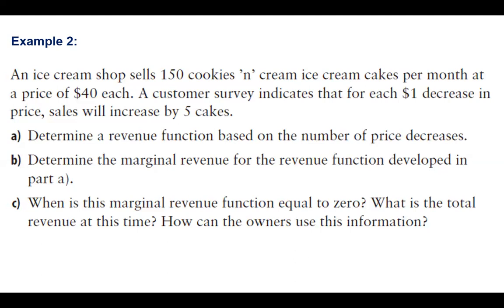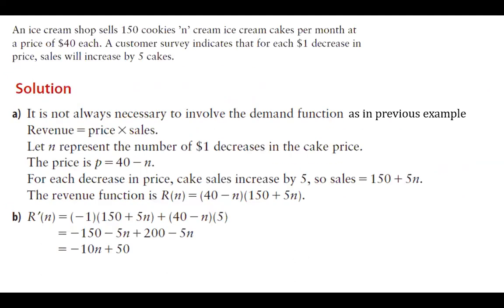Okay, have you finished? Okay, let's have a look at the solution together. First, remember it is not always necessary to involve the demand function as in the previous example, right? Sometimes you don't have to find the price function or demand function. Just note that revenue equals price times sales, right? So if we let n represent the number of $1 decreases in the cake price, then the price would be 40 minus n, right?